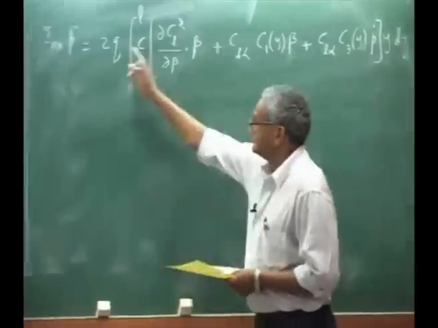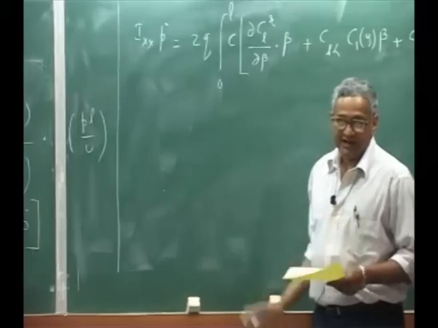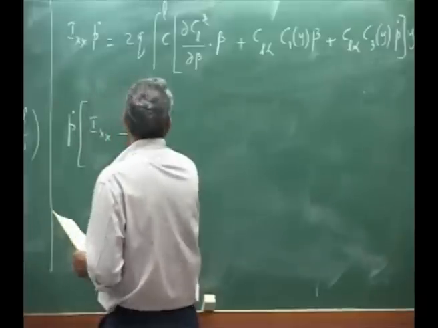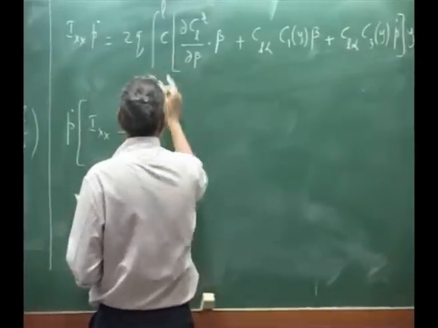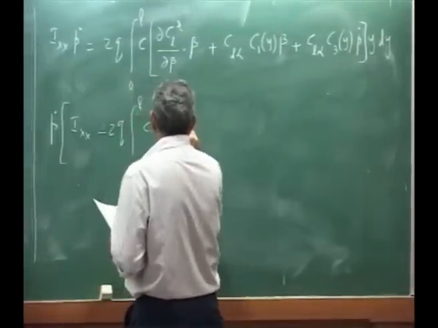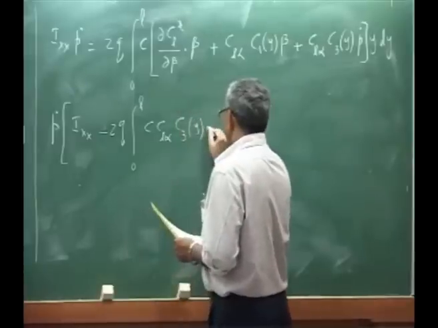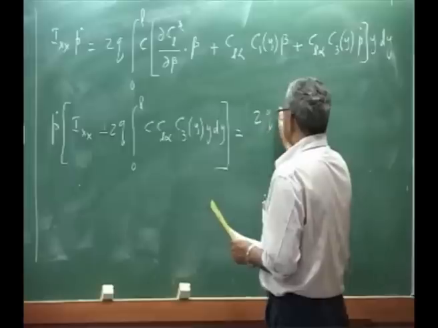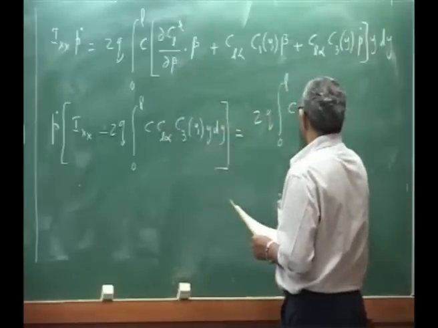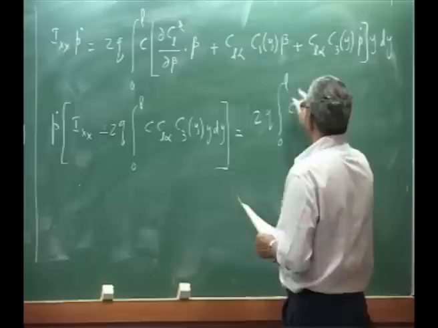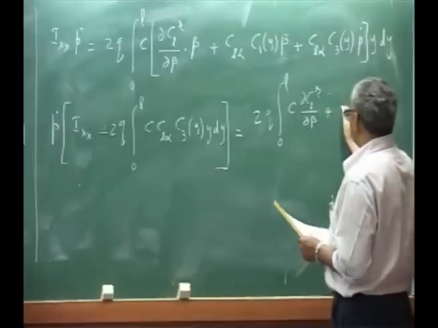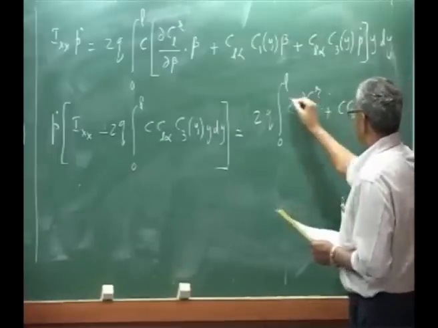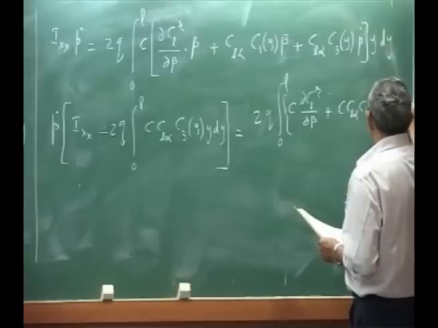I can take this term on the left hand side and then take the p dot outside. So I will have p dot into Ixx minus 2q integral 0 to L C Cl alpha C3 y dy, equals 2q integral 0 to L C delta Cl r over delta beta, because this is also beta dependent, plus C Cl alpha C1 y into y dy times beta.